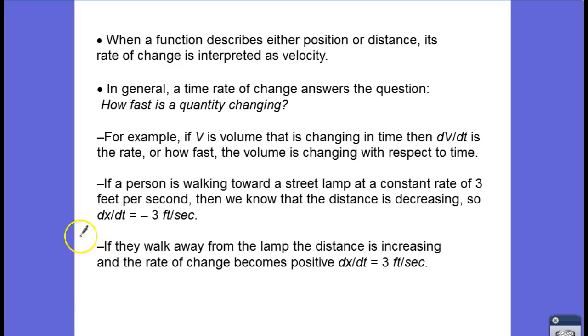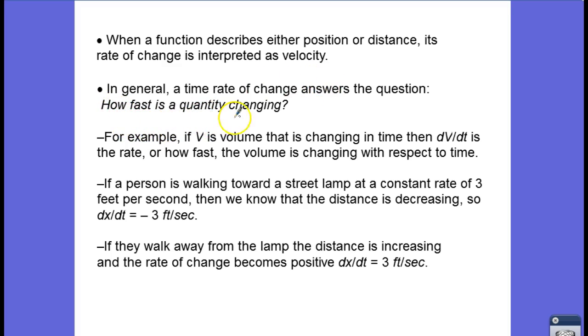All right, a couple more notes here. When a function describes either position or distance, the rate of change is going to be interpreted as velocity. Now, this is important. Velocity is different than speed. You may recall that speed is the absolute value of velocity. It is the number. Velocity, however, indicates magnitude and direction. And the way that we do that in calculus is by looking at a signed value on a number line.